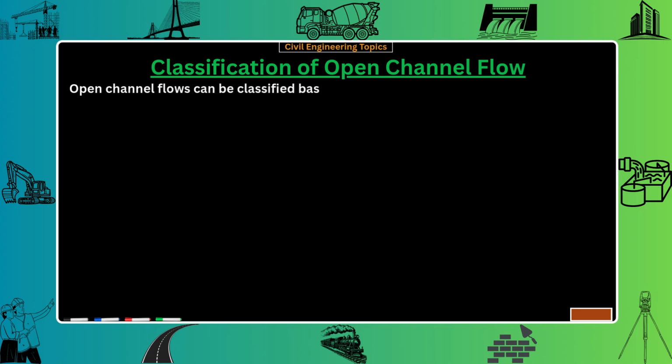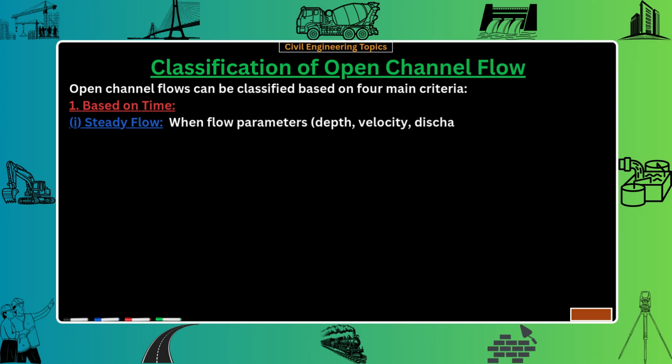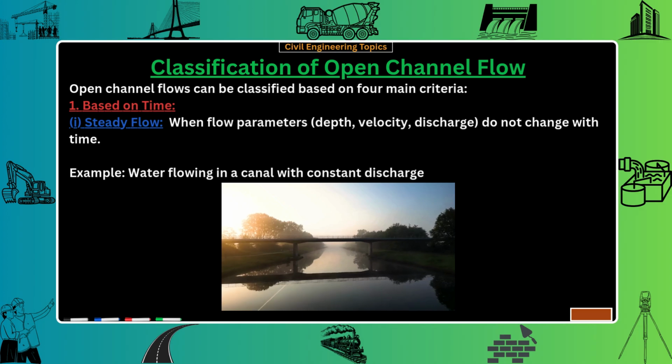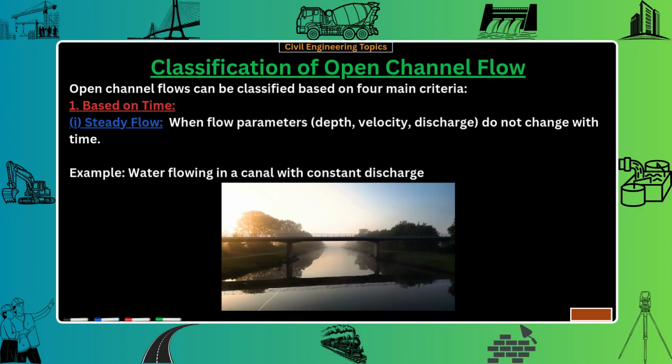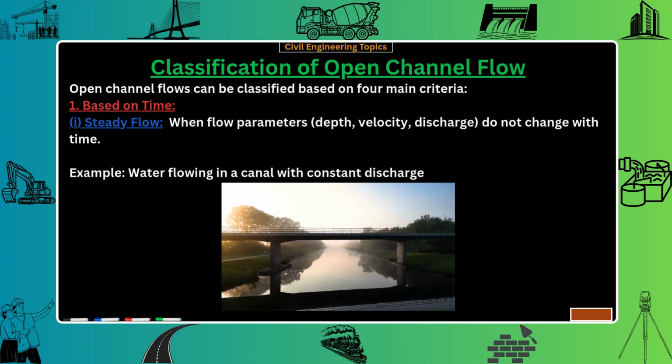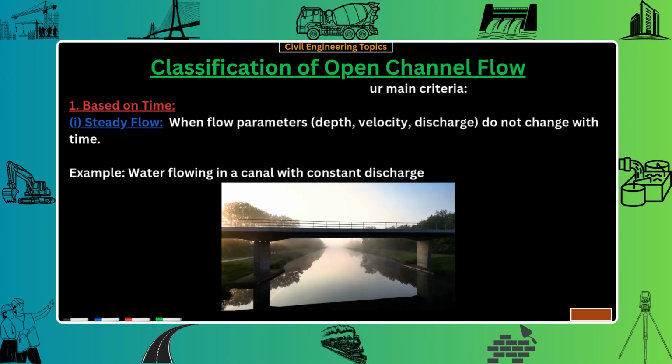Classification of open channel flow. Open channel flows can be classified based on four main criteria. Based on time, flows are classified as steady flow and unsteady flow. When flow parameters (depth, velocity, discharge) do not change with time, it is called steady flow. Example of steady flow: water flowing in a canal with constant discharge.